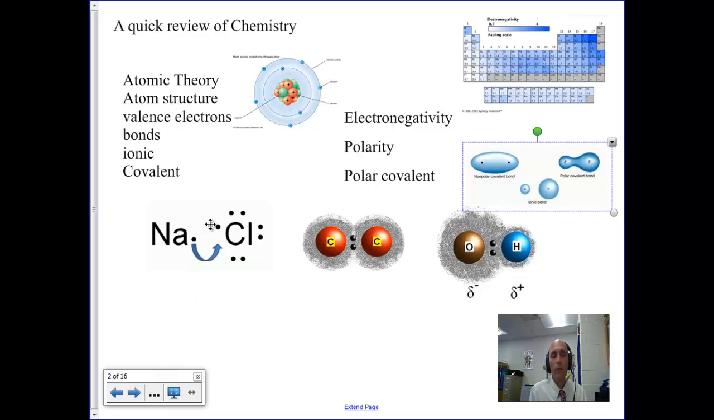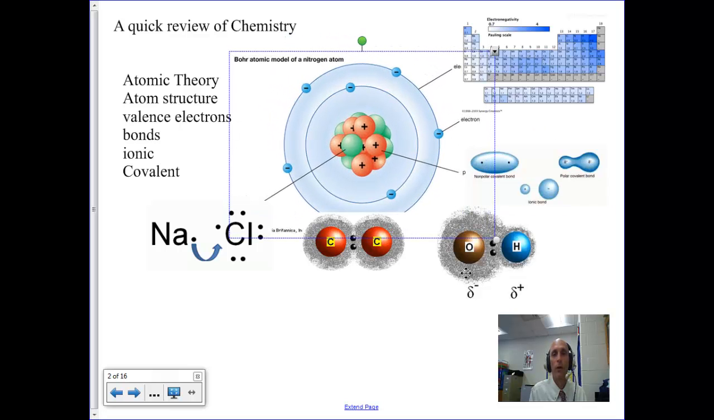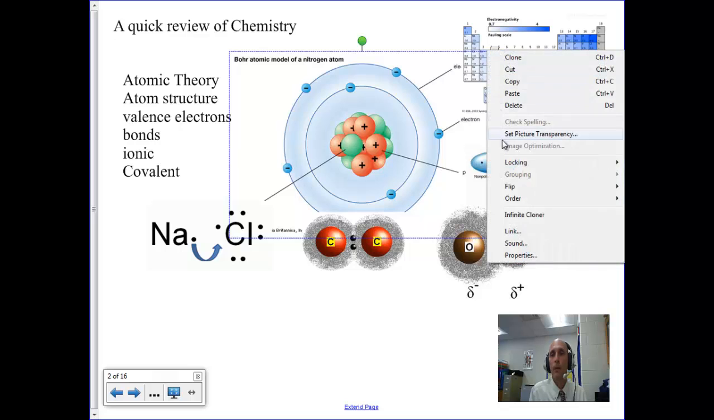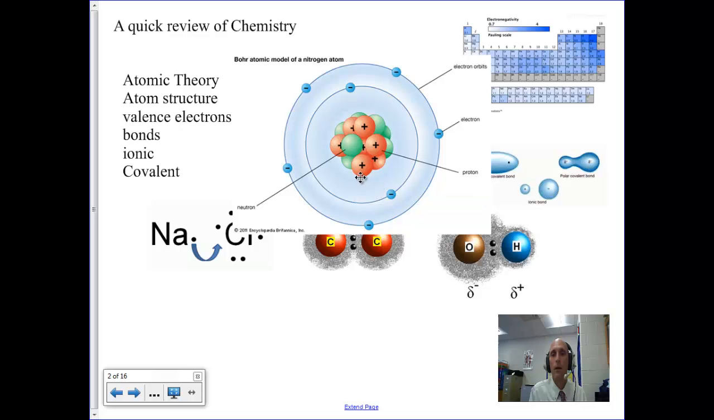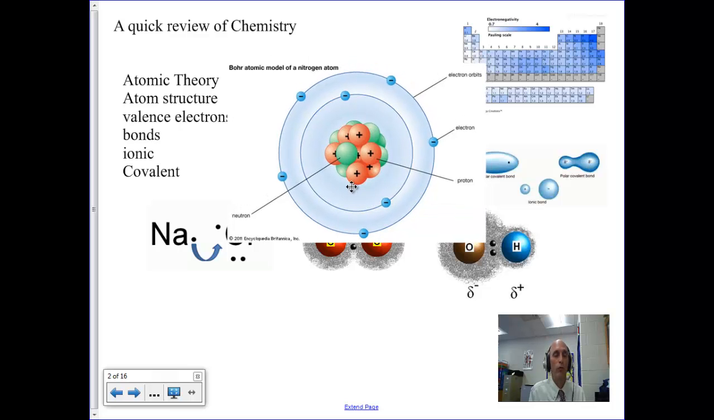Alright, a quick review of chemistry for you. We're assuming that you already know atomic theory, so I'll draw this little atom and bring it to the front. You know the structure of an atom: the nucleus with the protons and neutrons, the electrons orbiting around the nucleus, the protons determining the element, and the mass of the atom based on what you see in the nucleus.